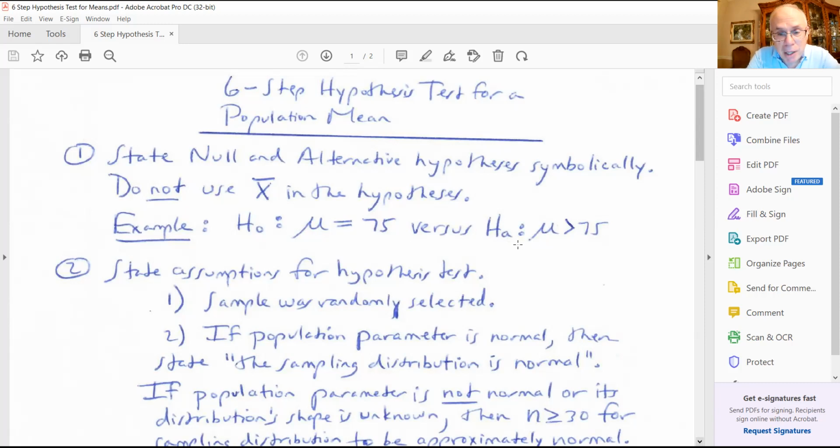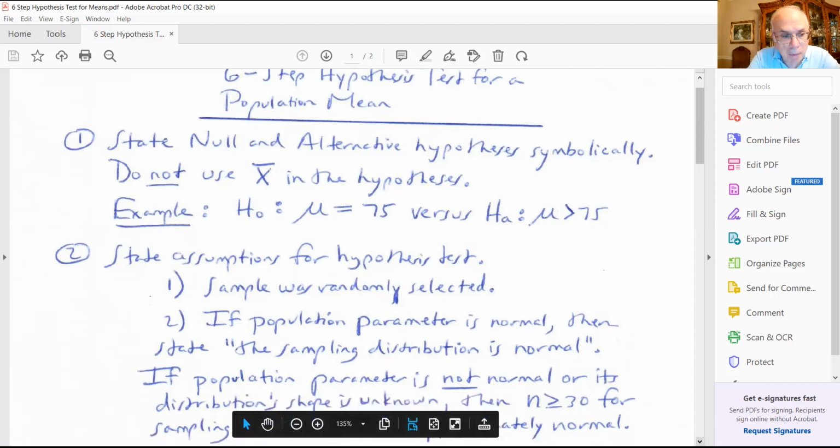H naught here, H sub A, that's of course the alternative hypothesis, mu is greater than 75 in this case. Make sure these two numbers match. The equals is always in the null hypothesis, and there are only 3 choices for the alternative. You either have greater than, less than, or not equal to. In this case, it's greater than.